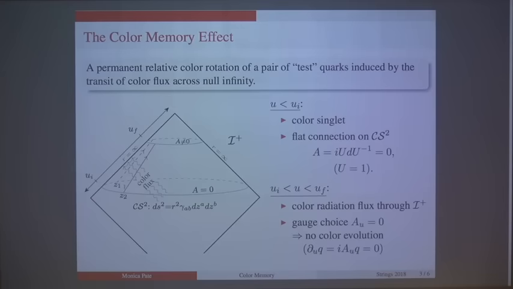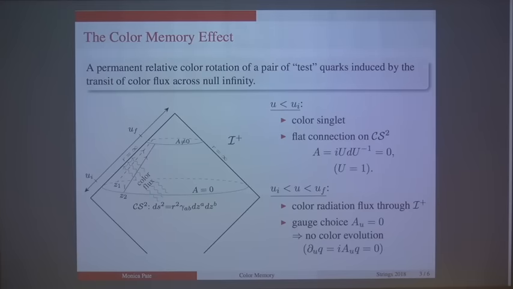Suppose we have a pair of test quarks at fixed separated angle on the celestial sphere at null infinity, and suppose at some initial retarded time, u_i, they're in a color singlet. Now, in order for color singlet to have meaning, we actually also need to specify a flat connection on the celestial sphere. And for simplicity, let us take it to be exactly vanishing at the initial retarded time. Now, consider the effect of a finite duration pulse of color radiation flux that passes through null infinity after u_i and before some later retarded time u_f.